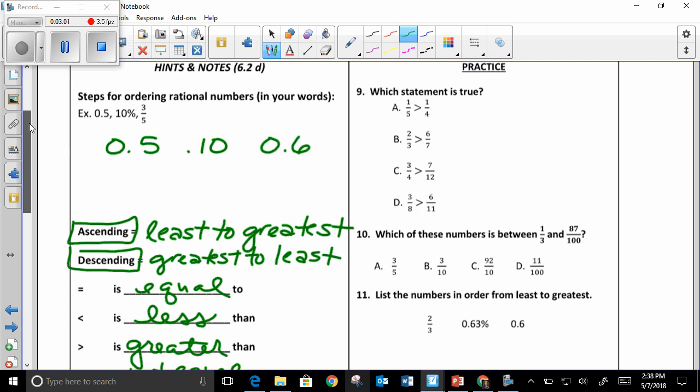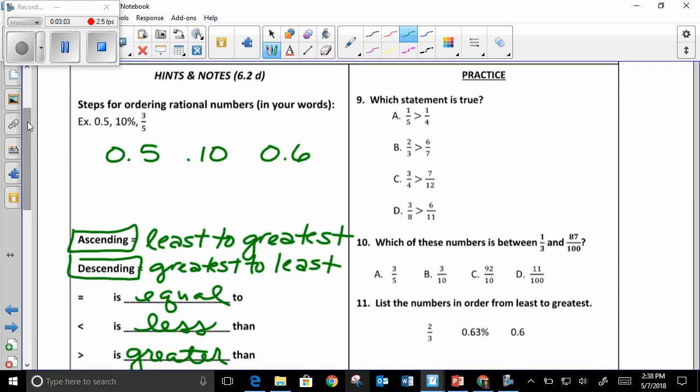All right, number 9, this is where we start practicing. So which statement is true? Well, the answer is C, because 3/4 is 0.75. And what is 7/12? 0.58. Okay, so is 75 cents greater than 58 cents? Yes, so you can change them, or you could even change the 4 to a 12 to make them have the same denominator.